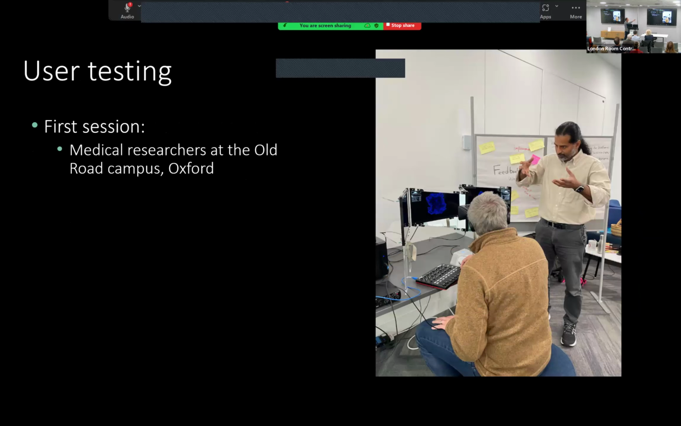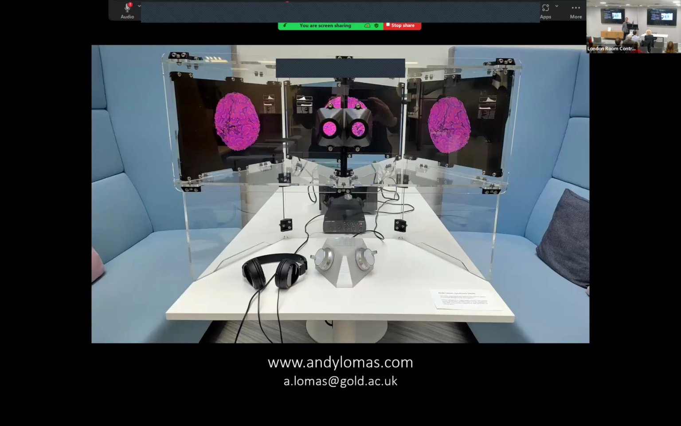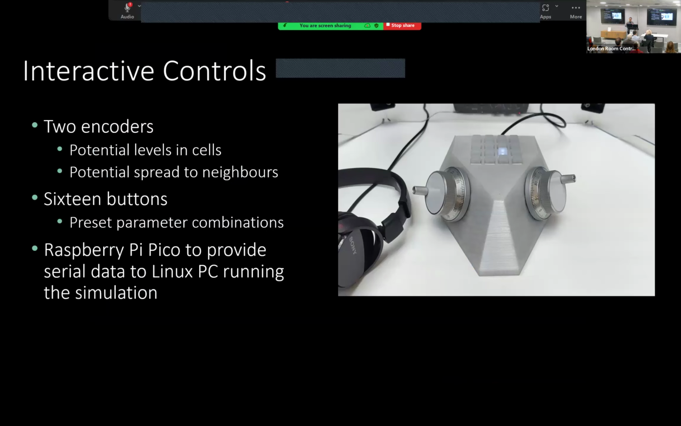For testing, we did a first session over in Oxford, talking about cells, with other medical researchers over at the campus. Then we have the second round of user testing here, with what we call interactive controls. There are two controls from the simulation: the potential levels in the cells, and how much a cell influences its neighbours when it twitches. So if you want to start somewhere, I think there are some interesting things to try.